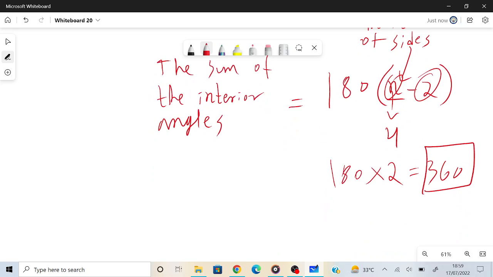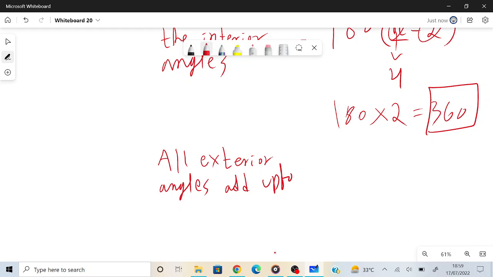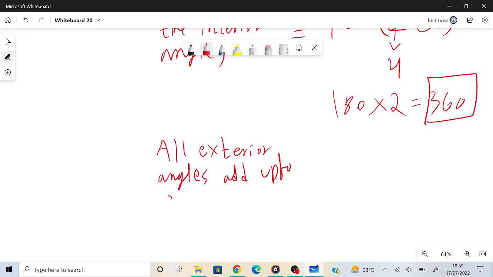Now, another norm for polygons, again, polygons are any shape with 5 or more sides, another norm is that all exterior angles add up to 360 degrees in a polygon.